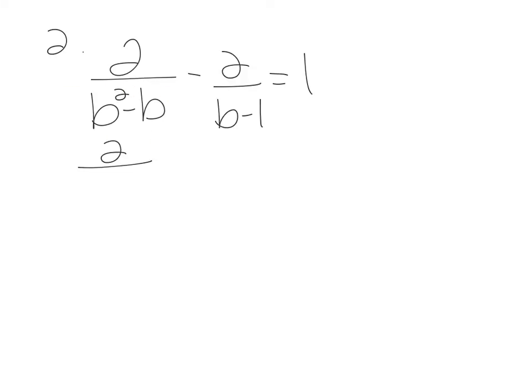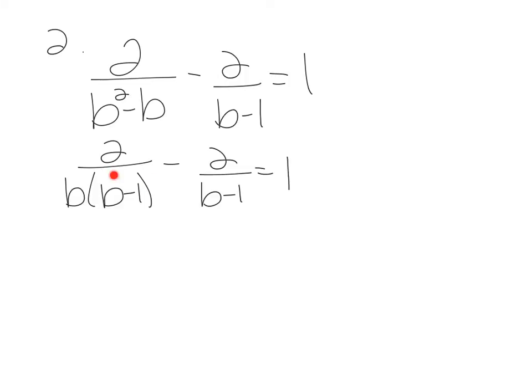So I have 2 over, always check for a greatest common factor first. Those have a b in common. So when I factor out a b, I'm left with b minus 1. And then the second one, we're just going to leave it as 2 over b minus 1 equals 1. Now that everything's factored, let's look for any restrictions.